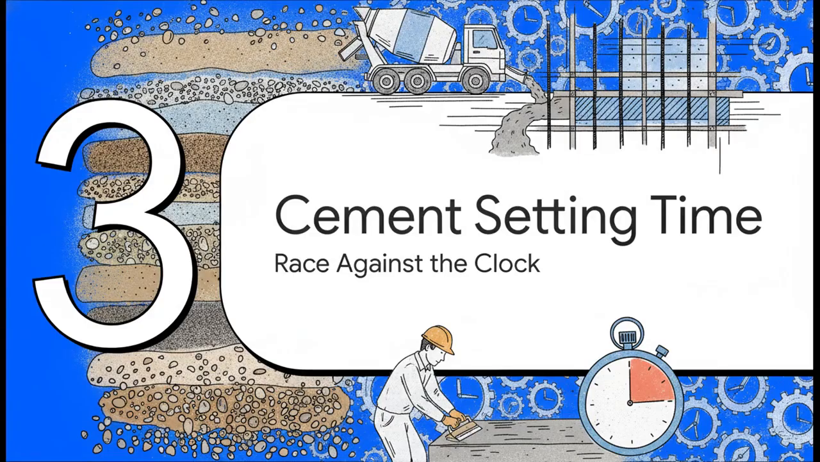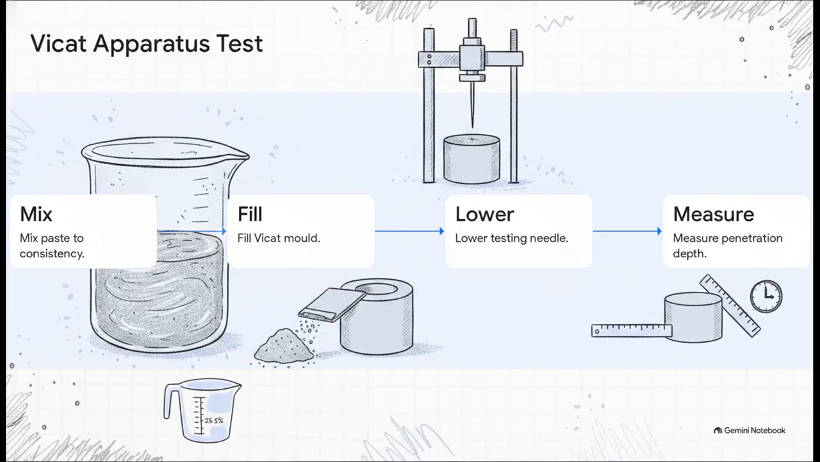All right, shifting gears to our final material, cement. Module 3, cement, setting time. It really is a race against the clock. To run the Vicat apparatus test accurately, which you can see visualized here in this 3D penetration animation, you first need to mix a paste of standard consistency.